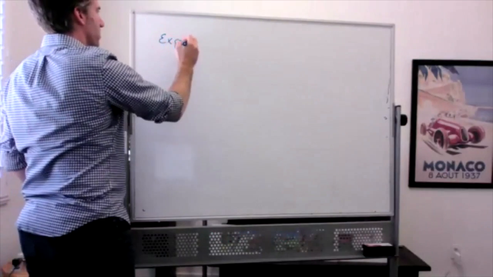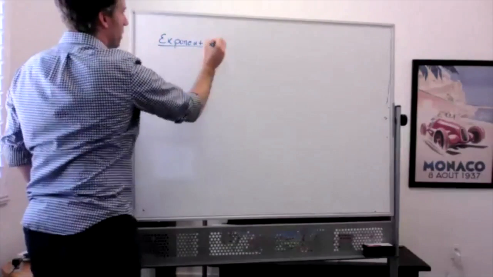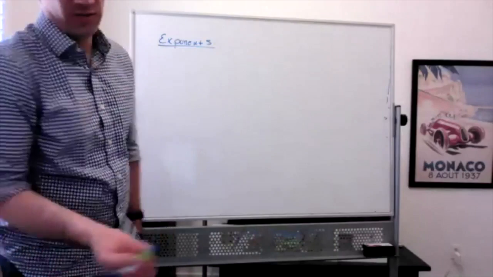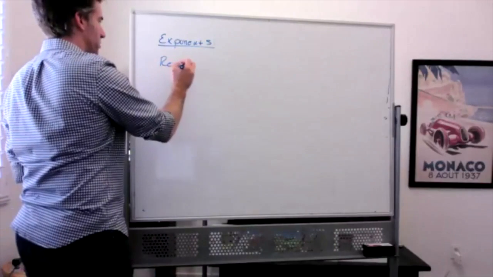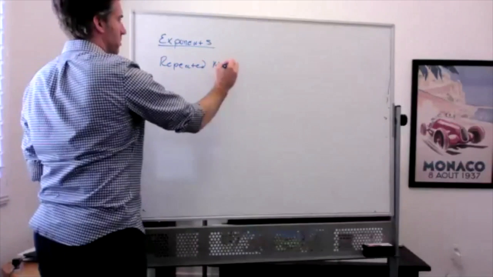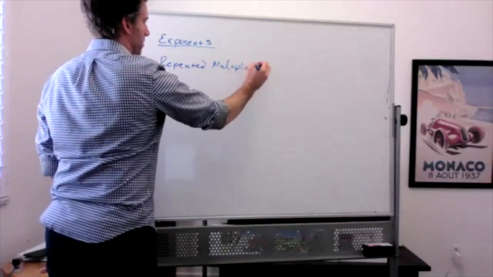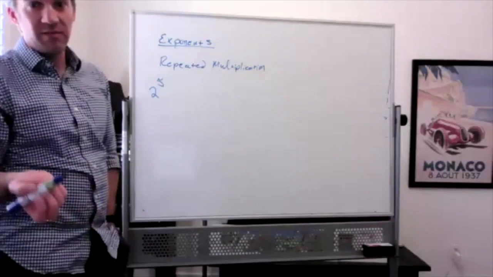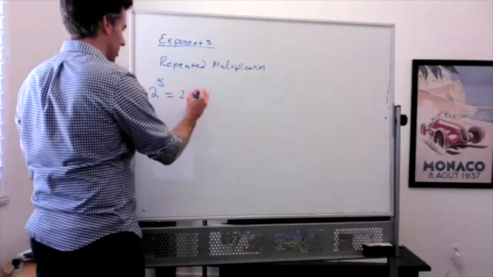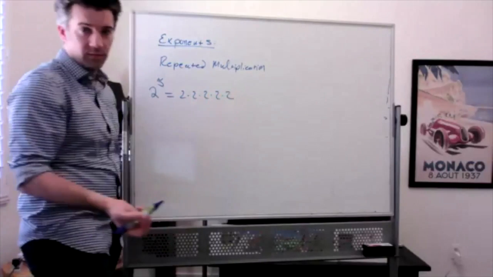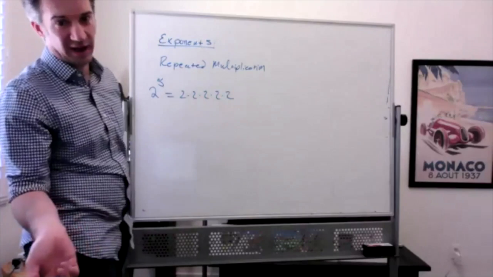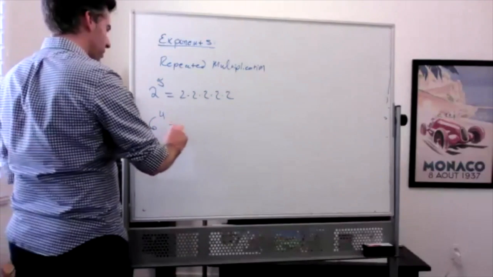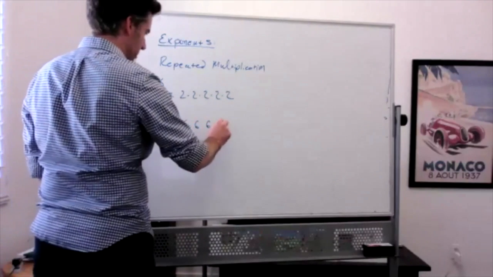Exponents. An exponent is really just a shorthand for repeated multiplication. So when I write something like 2 to the 5th, what we mean by that is 2 times 2 times 2 times 2 times 2, which is equal to 32, but I don't really care about that at this moment. Or when I write 6 to the 4th, I mean 6 times 6 times 6 times 6.